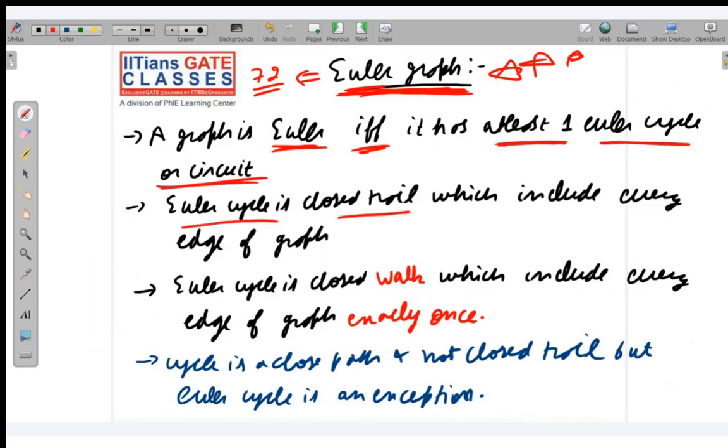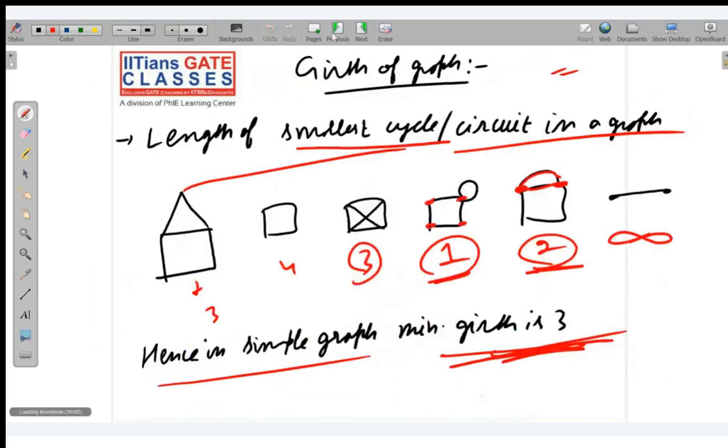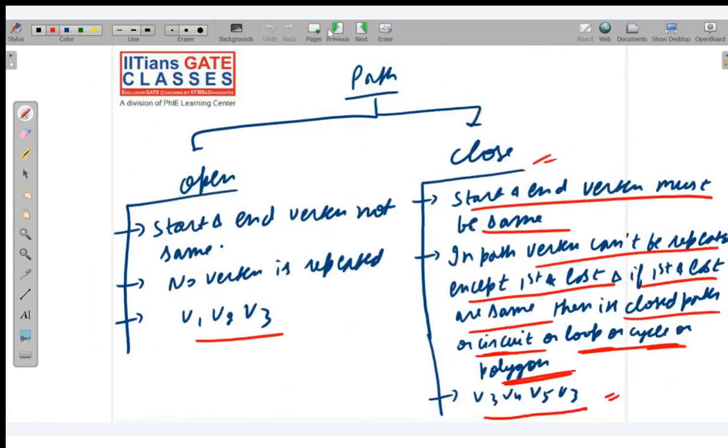Okay, so an Euler cycle is a closed trail which includes every edge of the graph. I can say it like this also: an Euler cycle is a closed walk which includes every edge of the graph exactly once. A trail is a walk in which no edge is repeated. That's why I have written that an Euler cycle is a closed walk which includes every edge of the graph exactly once. Now you may argue with me, sir, you have used the word cycle or circuit. See this, you have told that a cycle or circuit is a closed path.